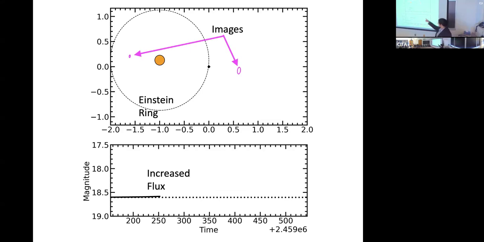And in this diagram, I've also drawn a dashed circle to show the Einstein ring. And the radius of the Einstein ring is the fundamental scale of microlensing. Everything gets measured relative to the Einstein ring. So you can see, when they've set this up, the lens star is 1 Einstein radius away from the source star. And those are the units of the top axis, Einstein radii.